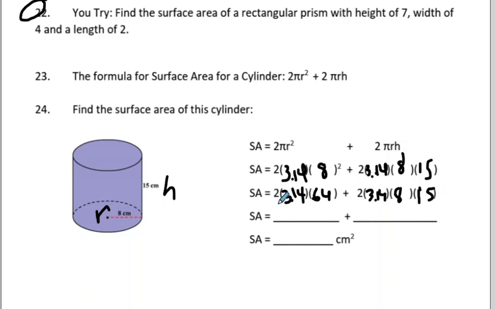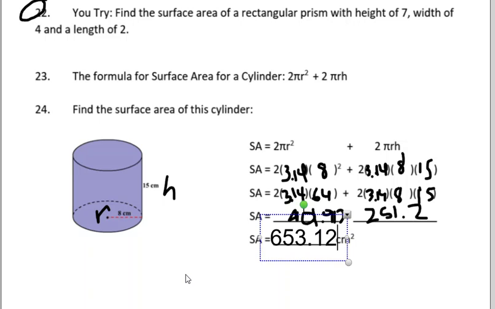Go ahead and multiply 2 times 3.14 times 64. You should get 401.992. Then our second product, when we multiply all those together, we should get 251.2. Okay, add them up. Your grand total for the surface area of the cylinder should be 653.12 centimeters squared. Okay, let's move on.